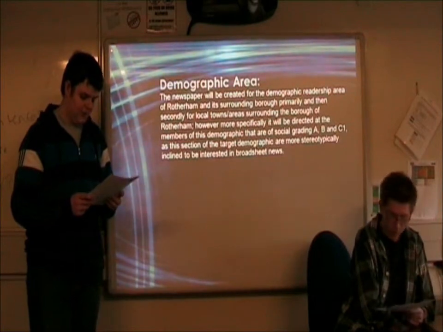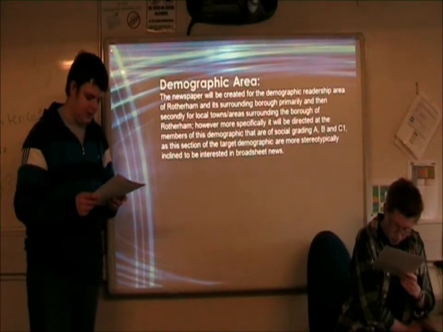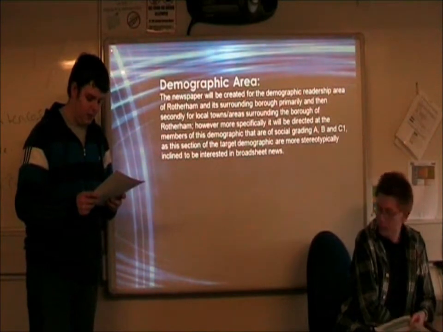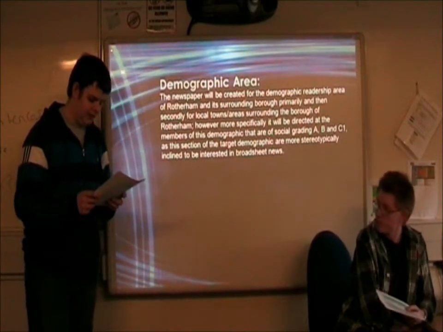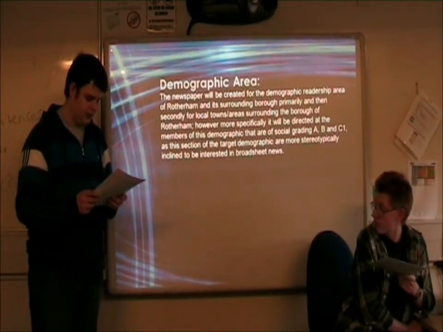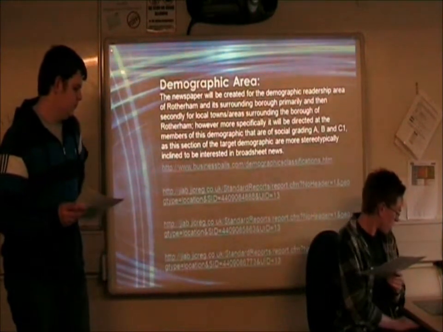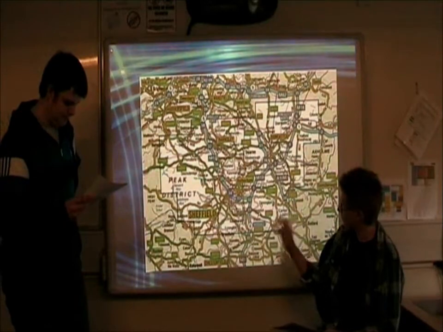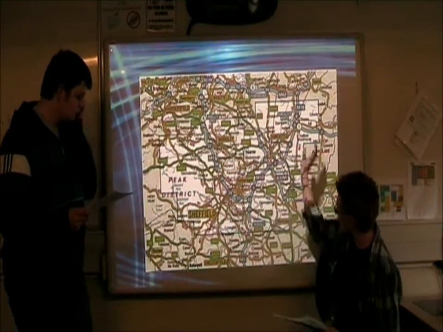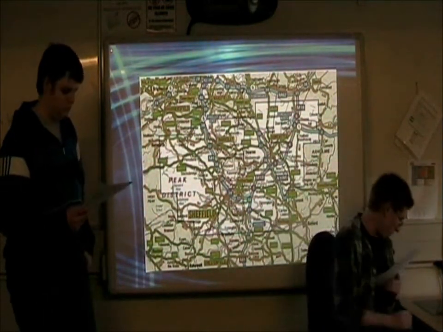The reason for this choice of demographic, as stated previously, is that the genre of newspaper we are wishing to create is severely underrepresented in this local area, and as such we believe by primarily targeting the above sections of the demographic there is a market for this genre of local news, which can be exemplified through the JICREG reports that are hyperlinked at the bottom of this page. And this basically is just a graphic representation of our primary and secondary target demographic areas, with Rotherham and the surrounding area of the Rotherham Borough, and it is just exemplifying what we've been saying previously on the slide.